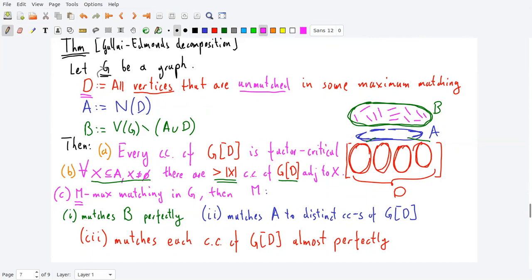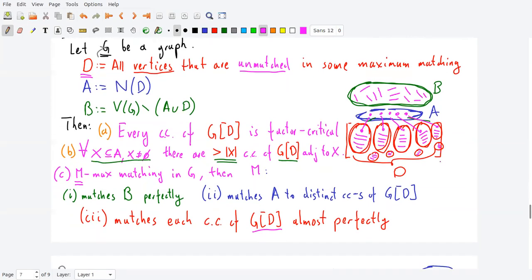Next, when it comes to A, M must match the vertices of A to pairwise different components of G[D]. Maybe there are some more components, so it must look like that. And finally, within the components of G[D], in each of those that got matched to A, I have an almost perfect matching that omits the vertex that got matched to A, but apart from this, it matches everything perfectly. And in all the other components, I have an almost perfect matching that leaves one vertex unmatched. So the claim is that every maximum matching in G has this structure. This is a pretty strong statement. It tells you a lot about the structure of maximum matchings.